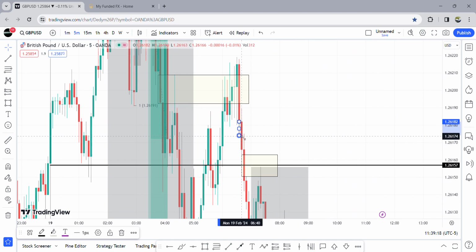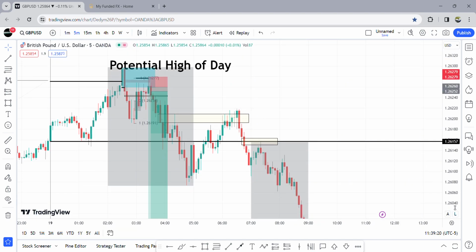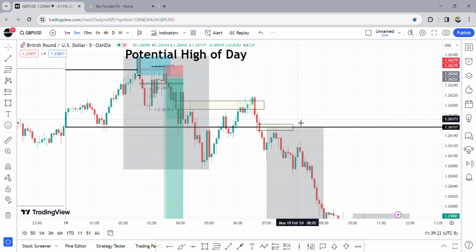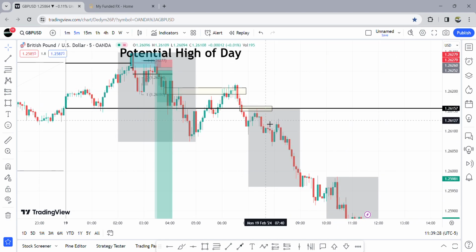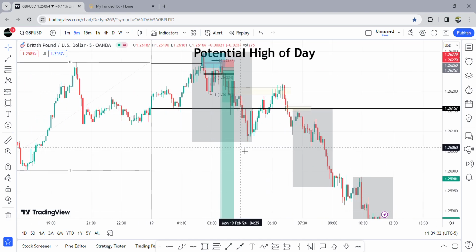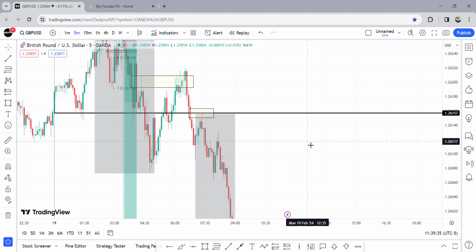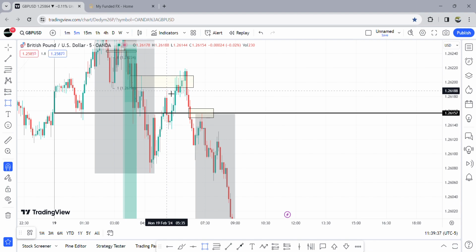Oh, it's not actually a gap. Okay, cool. Good thing I zoomed in. It does look like a gap there, but it's not a gap. Okay, cool, perfect. Boom. It's a 5-minute chart. Hits that high of the day. Then if you understand and you watch my other video, this right here is a breaker.